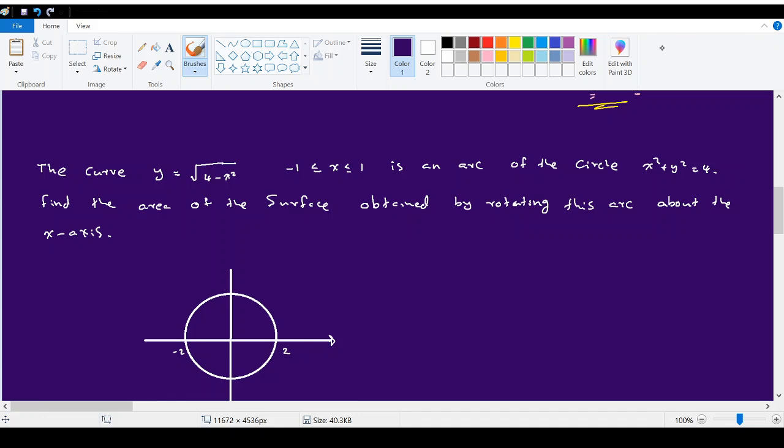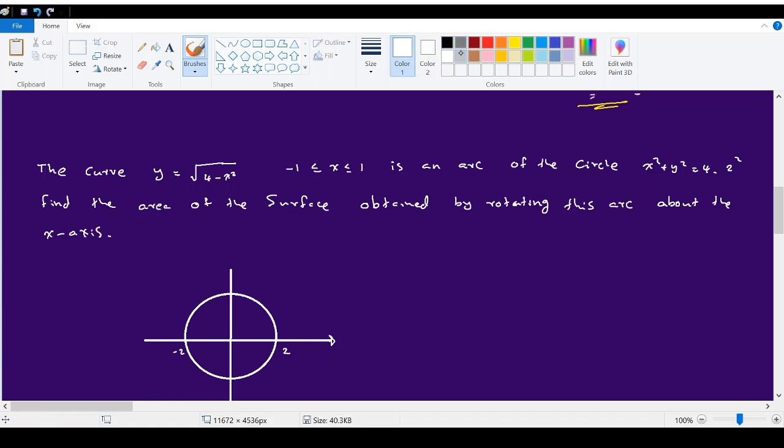Let's go over another example. Here we have a curve from -1 to 1, which is an arc of the circle, this one. Now this is an equation of a circle and the radius is 2, because 4 can be written as 2 squared, right? So the radius of that circle is 2, and this line represents an arc of the circle from -1 to +1, and since square roots are positive, the y value should be positive.